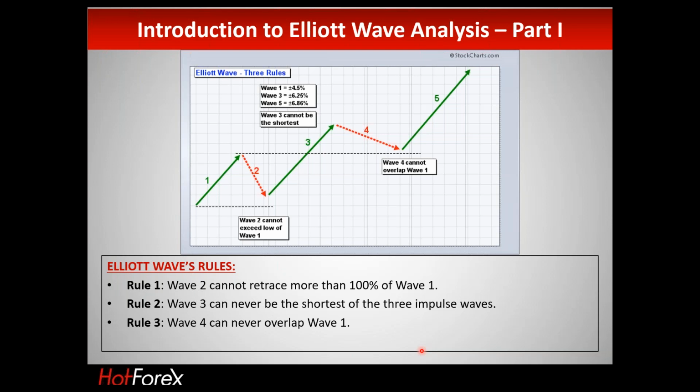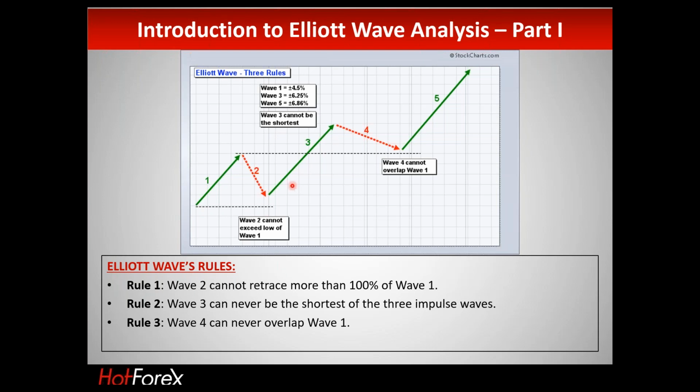Rule number 1: wave 2 cannot retrace more than 100% of wave 1. So what do we mean by that? Wave 2 cannot move below the beginning of wave 1, below the low price of wave 1. It will never reach it. If it reached it, then you are not in an Elliott wave principle. It never manages to go as low as wave 1.